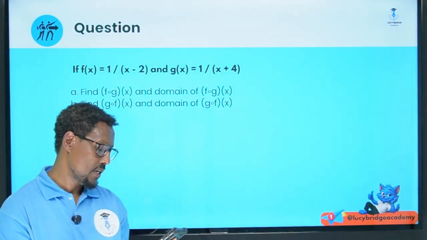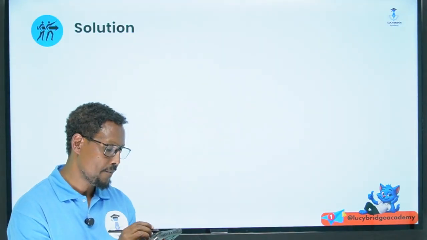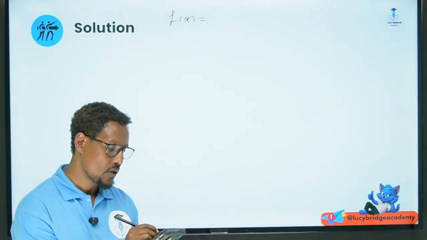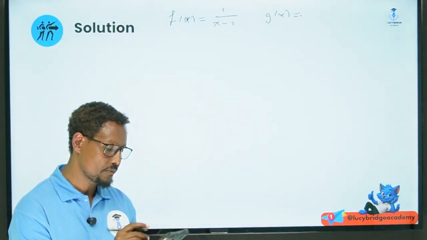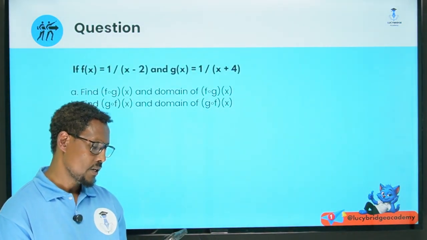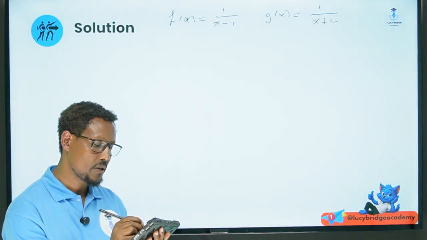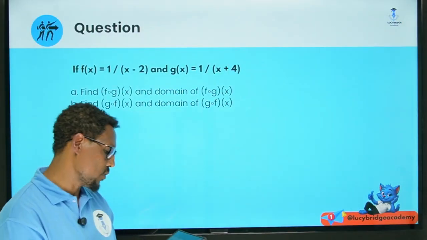Let me see f circle g. What is f of x? f of x is equal to 1 over x minus 2, and g of x is equal to 1 over x plus 4. We are asked to find f circle g and its domain.